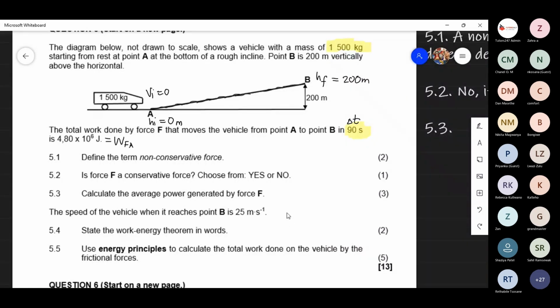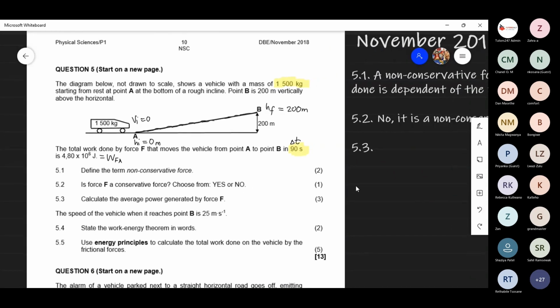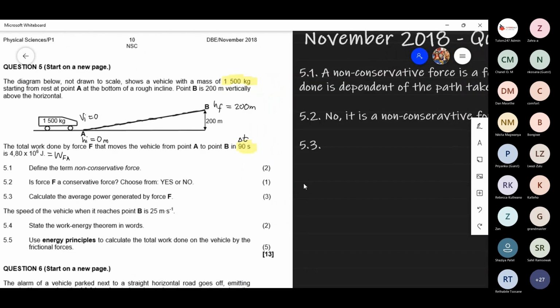Okay, so our next question is question 5.3. Calculate the average power generated by force F. So I know we have not yet covered power in our classes. It's something that we will do maybe next week or the week after that. So I'll just quickly explain it now and give you the formula. So if you don't understand how power works, don't stress about it. We will get to it in our classes. This is just a past paper, so it encompasses all the topics, okay?